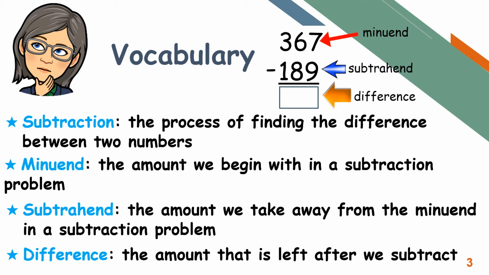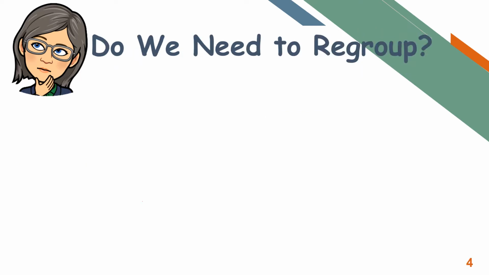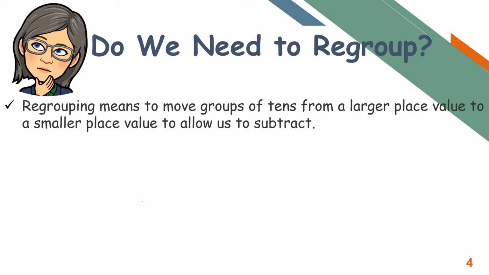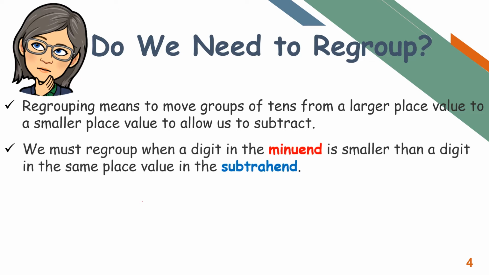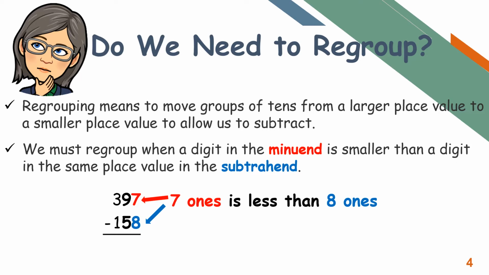Now let's talk about regrouping in a subtraction problem. Regrouping means to move groups of tens from a larger place value to a smaller place value to allow us to subtract. We must regroup when a digit in the minuend is smaller than a digit in the same place value in the subtrahend. For example, in the problem 397 minus 158, regrouping is needed in the ones place because the 7 is smaller than the 8 in that same place value.